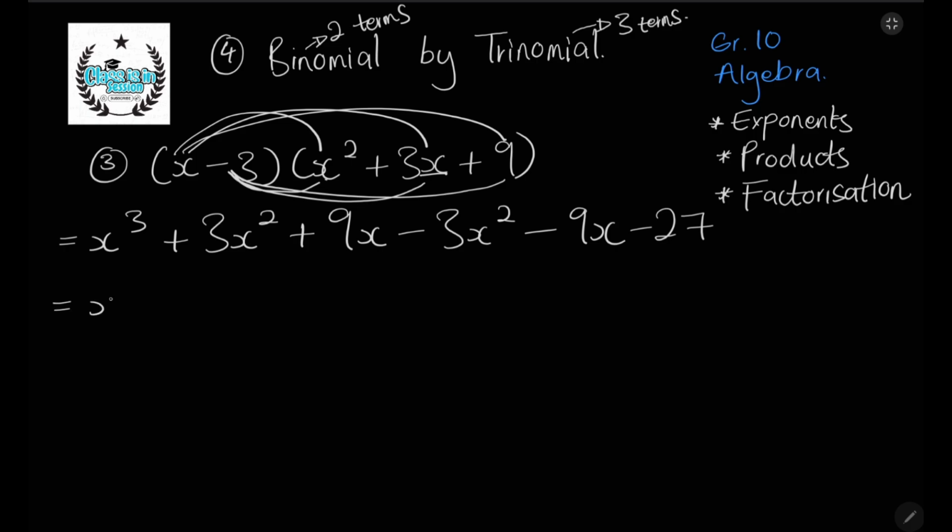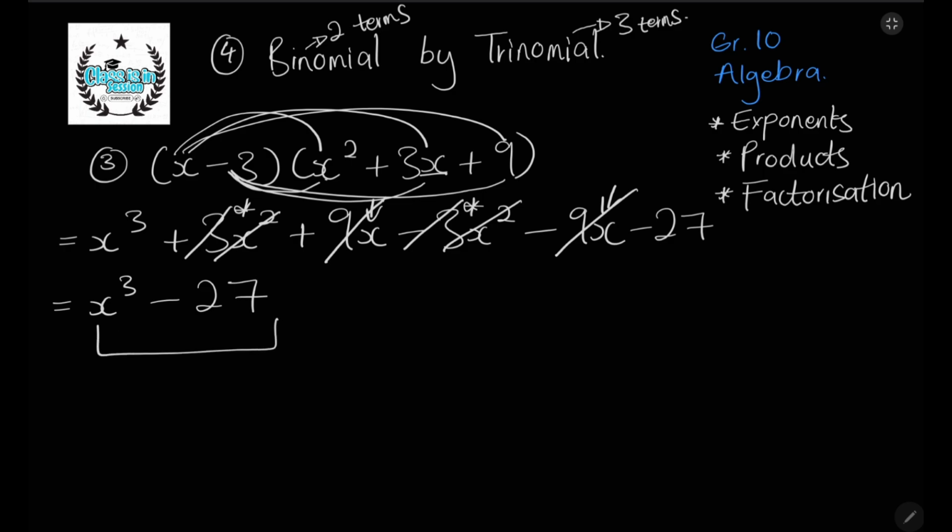Let's look for like terms. We have x cubed. We'll write it as it is. We have 3x squared, then negative 3x squared. 3 minus 3 is 0, so these terms cancel each other out. We have 9x minus 9x as the like terms. 9 minus 9 is 0, so you're left with negative 27. This is a difference of cubes.